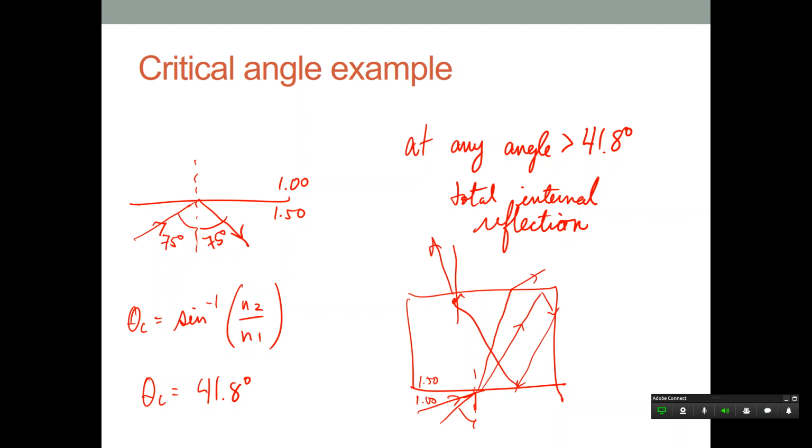For your lab tomorrow, you're going to need to know this, because there is a question on critical angle and total internal reflection. Any questions? Good. All right.